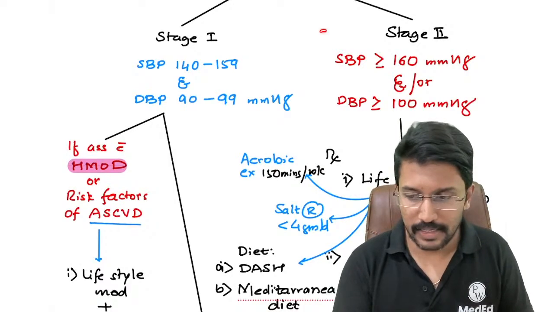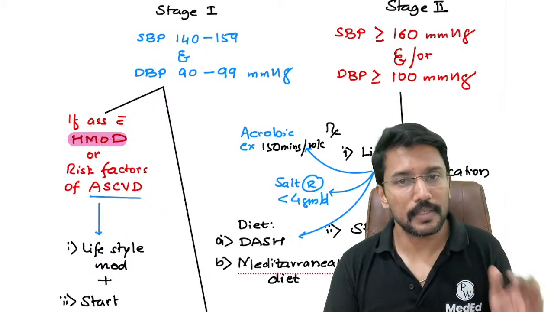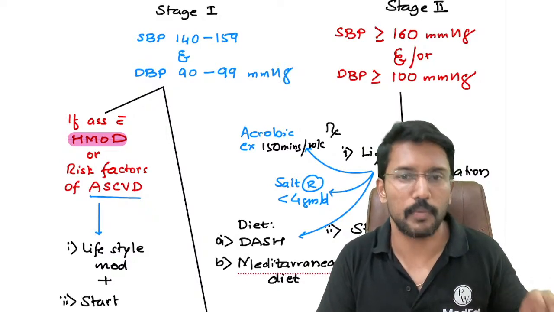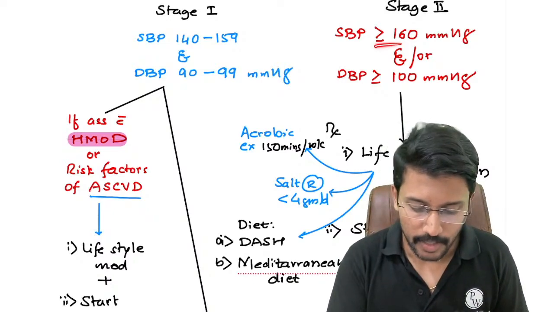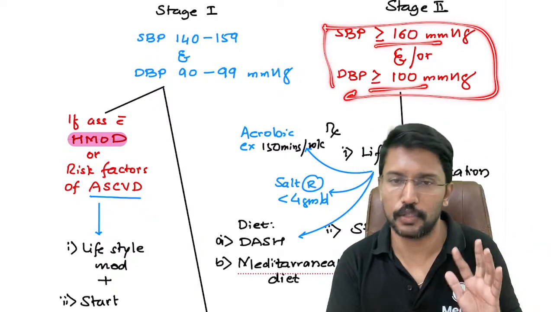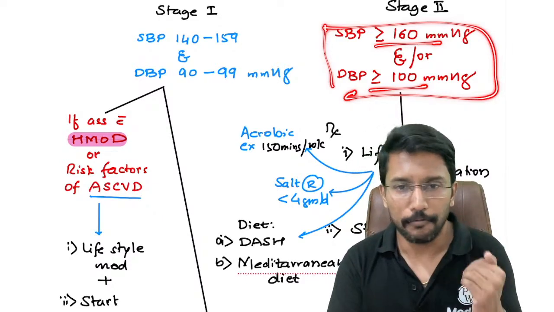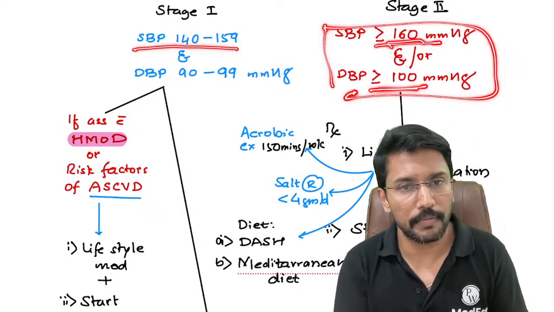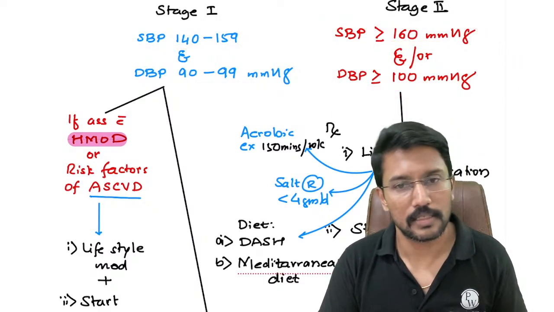All you need to do is understand stage 2. Stage 2: if systolic BP is more than or equal to 160, or diastolic BP is more than or equal to 100, it becomes stage 2. Remember, any one of them above this cutoff, either systolic more than 160 or diastolic more than 100, will be counted as stage 2. If both the values are below this, that means systolic 140 to 159 and diastolic 90 to 99, it will be counted as stage 1.